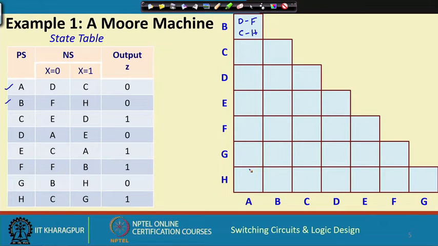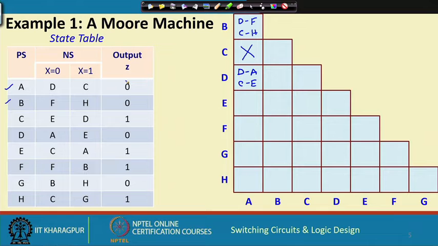Between A and C, look similarly, you see the outputs are different, 0 and 1. So, straight away you can write a cross here; they are not equivalent. Then A and D, look at A and look at D, the outputs are the same, but the states are D A, C E. These are the implied pairs.